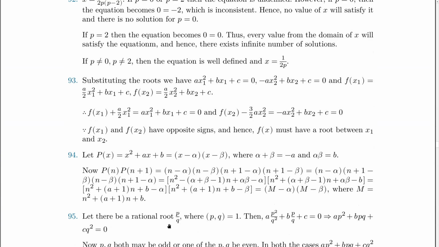So we put a rational root p by q where the GCD of p and q is 1, and then the equation becomes a p square plus b p q plus c q square. Now p and q both may be odd or one of them can be even also. Both cannot be even, otherwise the GCD won't be 1. And in both the cases, a p square plus b p q plus c q square cannot be equal to 0. But here the equation is equated to 0. Thus the equation cannot have rational roots.